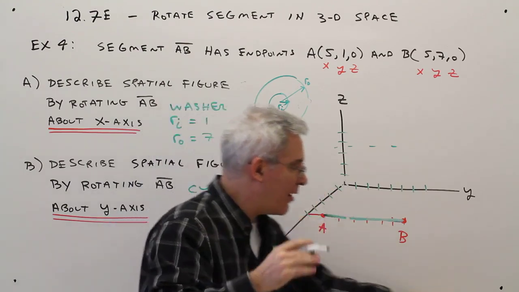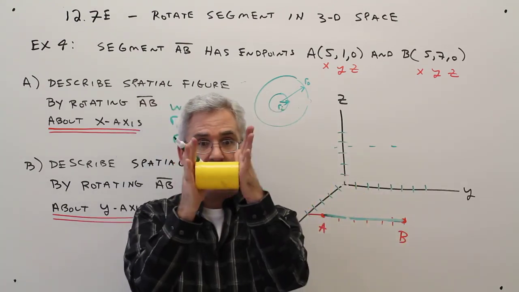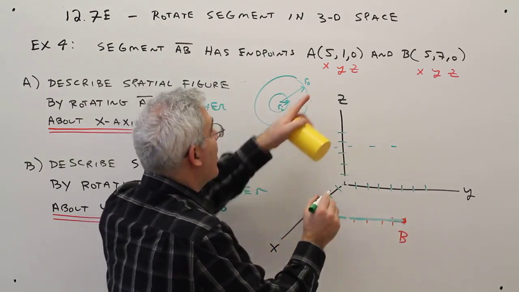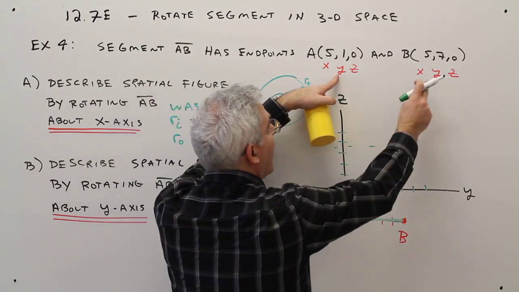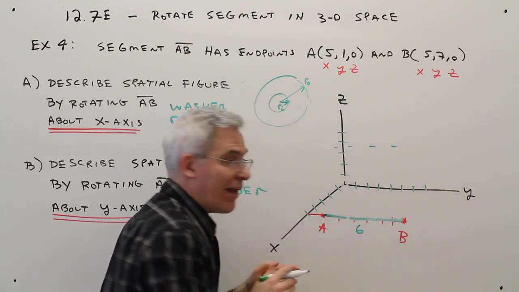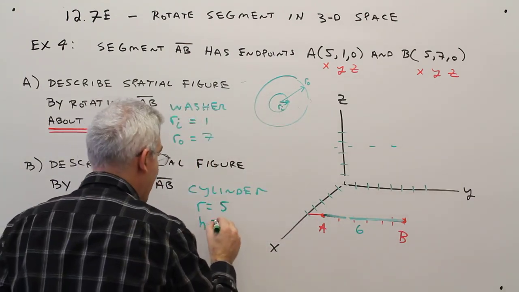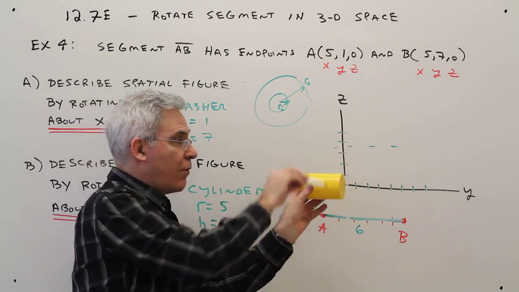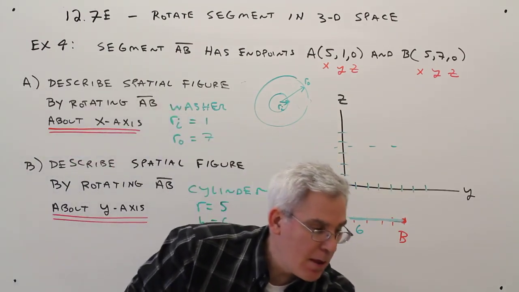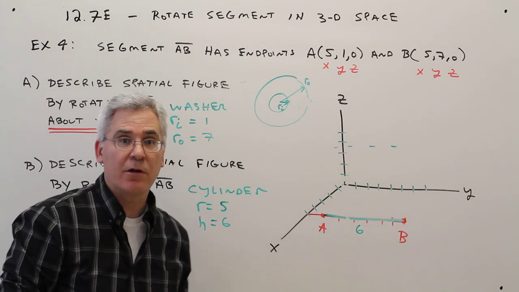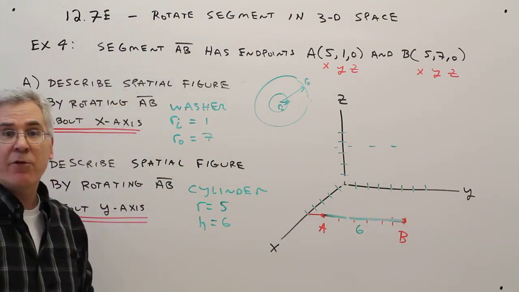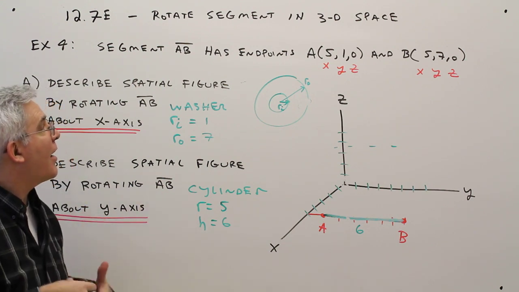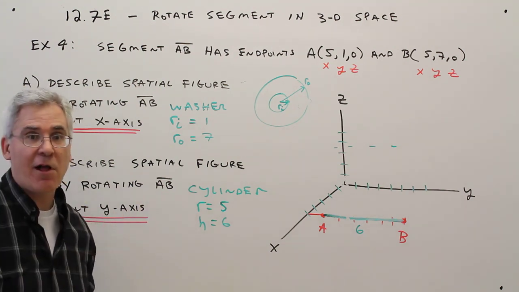The height of that cylinder is the length of segment AB. AB goes from a y value of 1 to a y value of 7. So again, that's 6 units. So the height is 6. So hopefully we can visualize that. Again, this was the more challenging one. So there you have it. Another example on how to rotate a segment in three-dimensional space and get a cylindrical shell, or as we're going to call it, a cylinder.